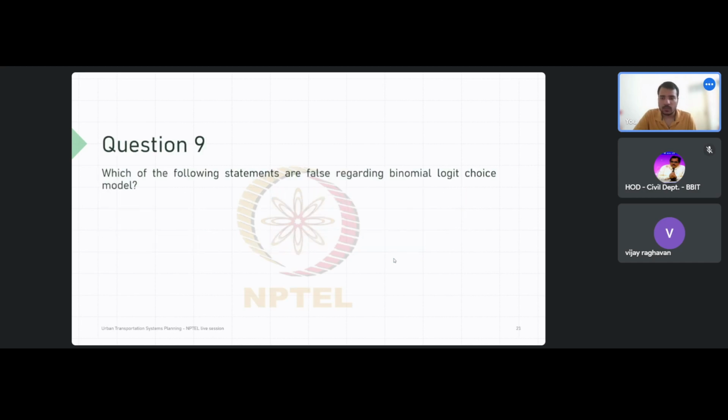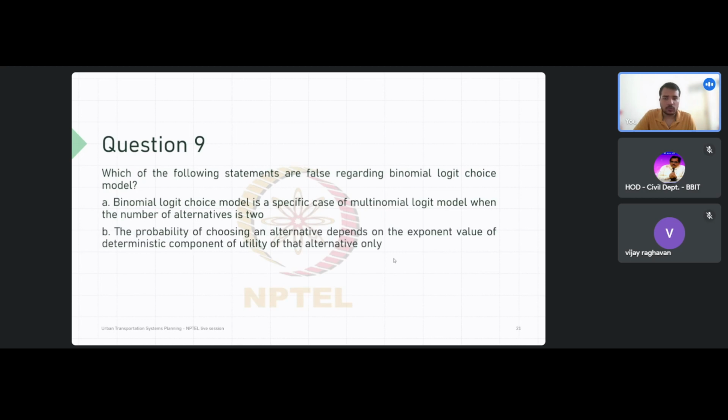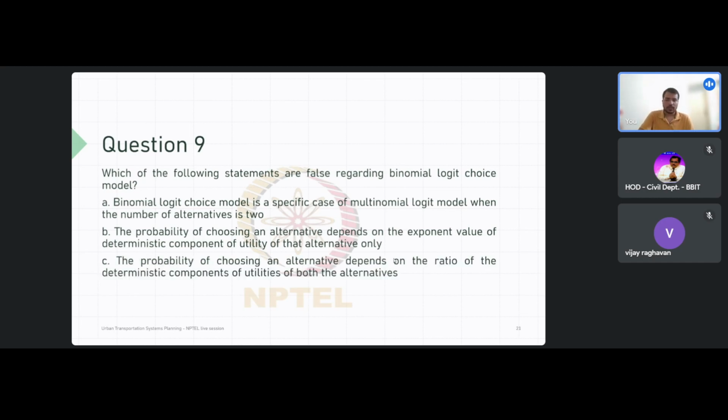Moving to question 9. Which of the following statements are false regarding binomial logit choice? A: It is a specific case of multinomial logit model when the number of alternatives is 2. B: Probability of choosing an alternative depends on the exponent value of the deterministic component of utility of that alternative only. C: The probability of choosing an alternative depends on the ratio of the deterministic components of utility of both the alternatives.